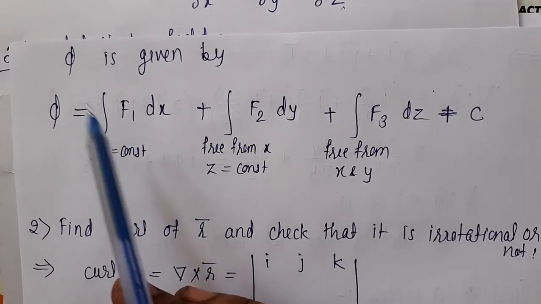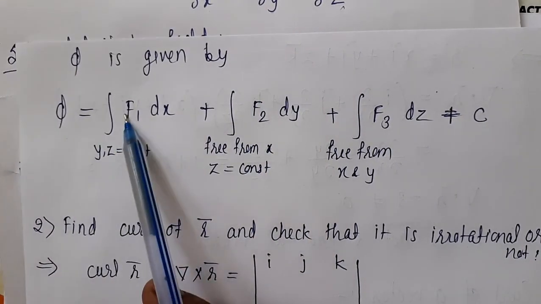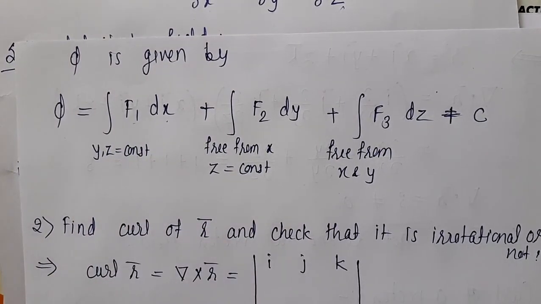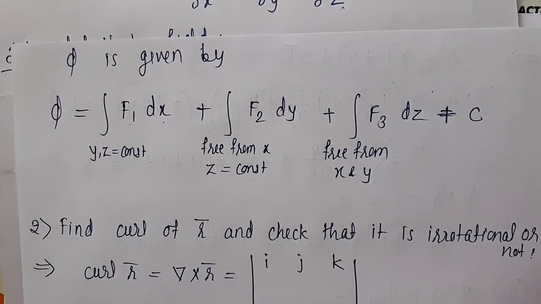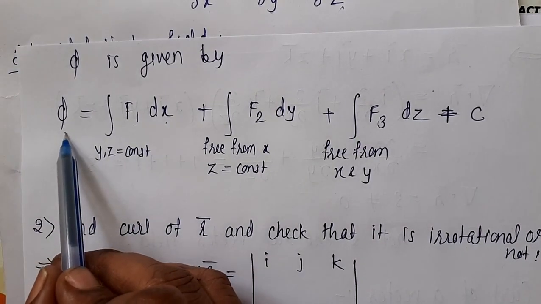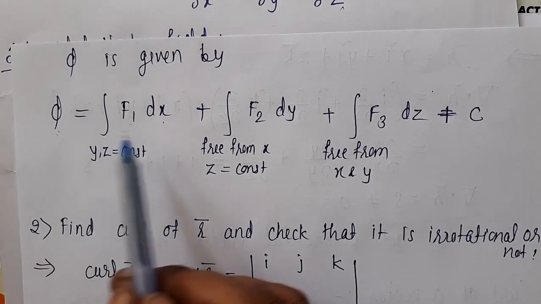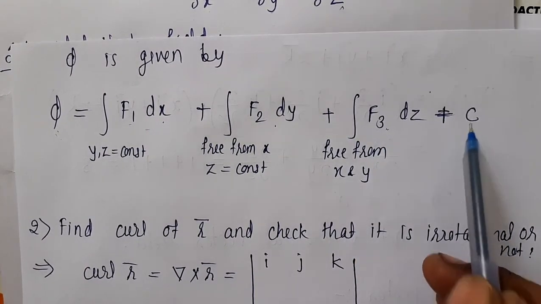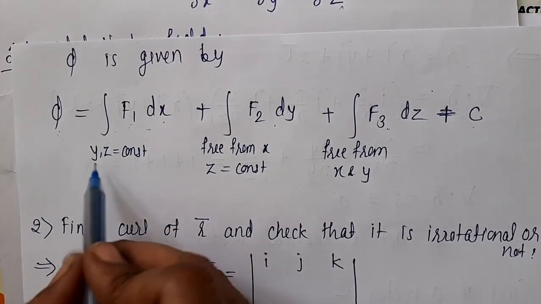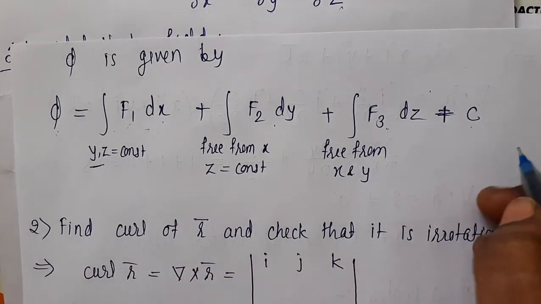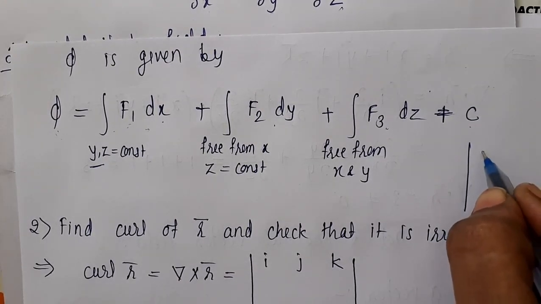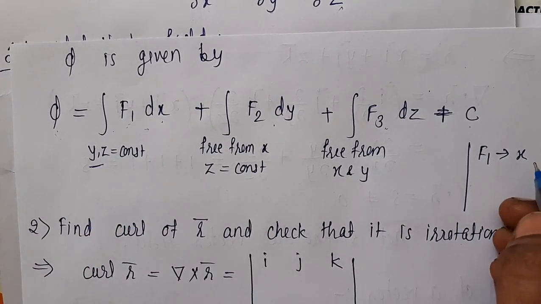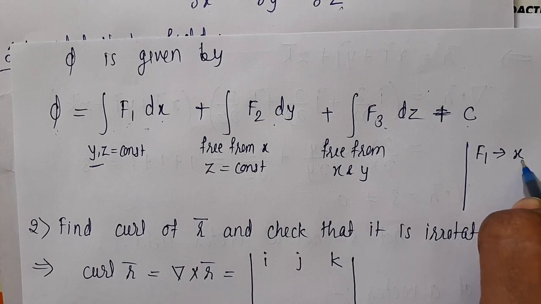Now to find the scalar function, phi can be written as phi is equal to the integration of f1 dx, but here the condition is important. What is f1? f1 is the coefficient in the vector f, which is f1i plus f2j plus f3k. So we get phi from that coefficient only: integration of f1 dx, integration of f2 dy, integration of f3 dz, plus c. But integration of f1 dx means y and z remain constant, so we integrate with respect to x only.